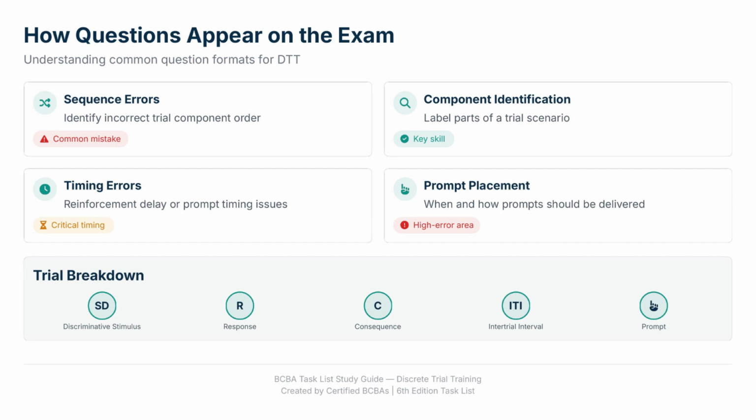So when you see a question, break it down into components. Where is the SD? What is the response? What consequence is delivered? Is the timing correct?